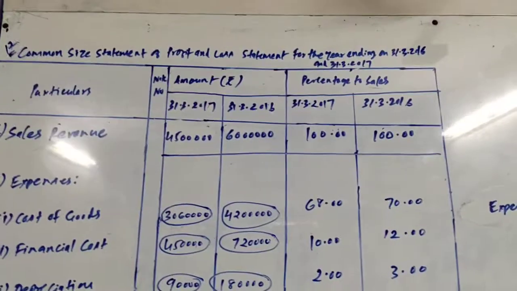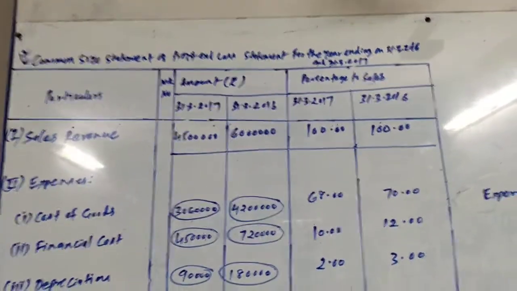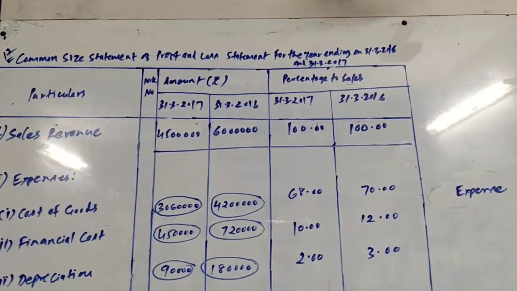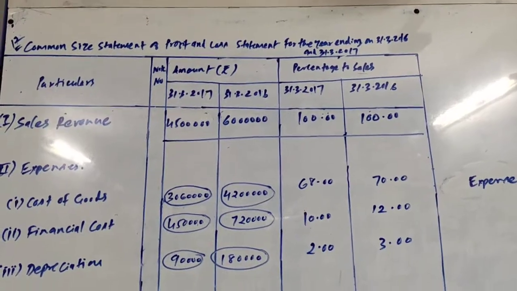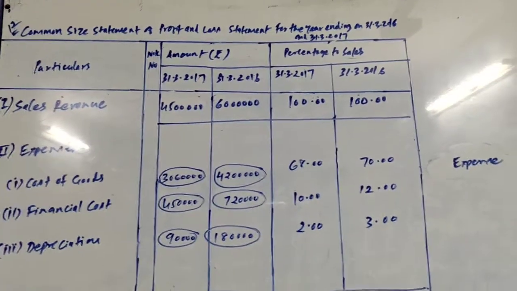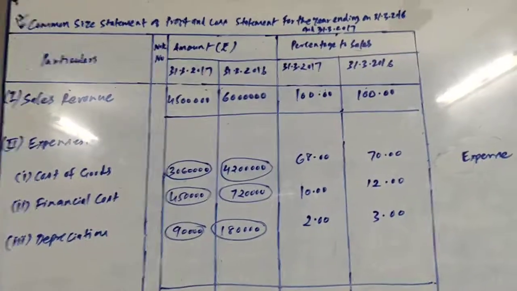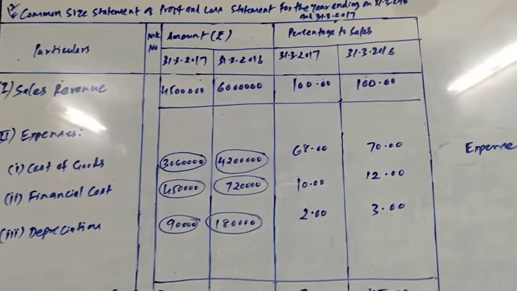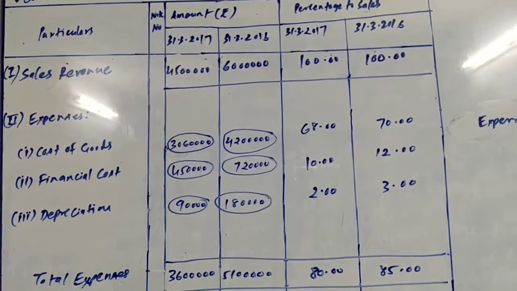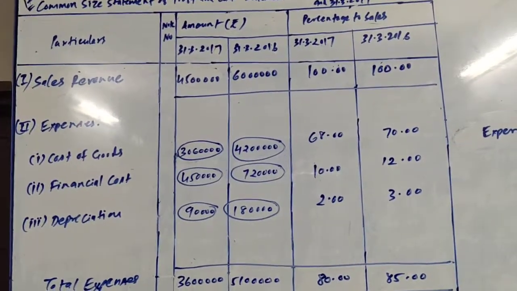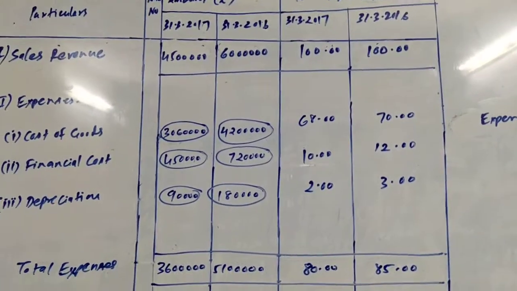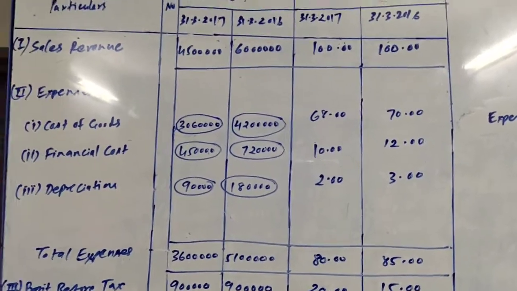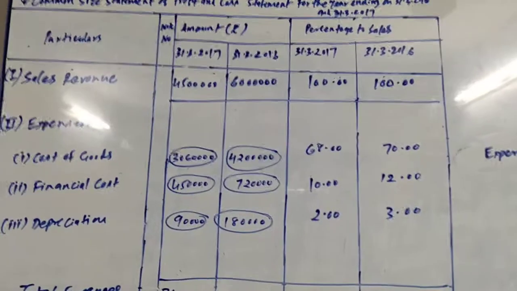Friends, the sum says common size statement of profit and loss for the 2 years, that is, for the years ending on 31/3/2016 and 17. Sales revenue is already given to us, 45 lakh and 60 lakh, which is 100%, because percentages are to be calculated on the basis of sales. Now expenses: cost of goods is given as 68% and 70% for the 2 years, that is 2017 and 2016, and we will calculate the amount of the expense.